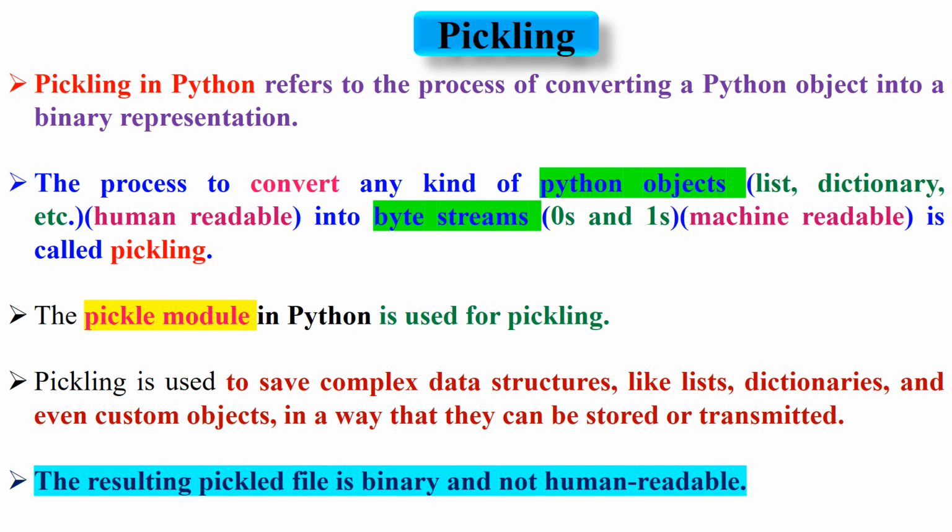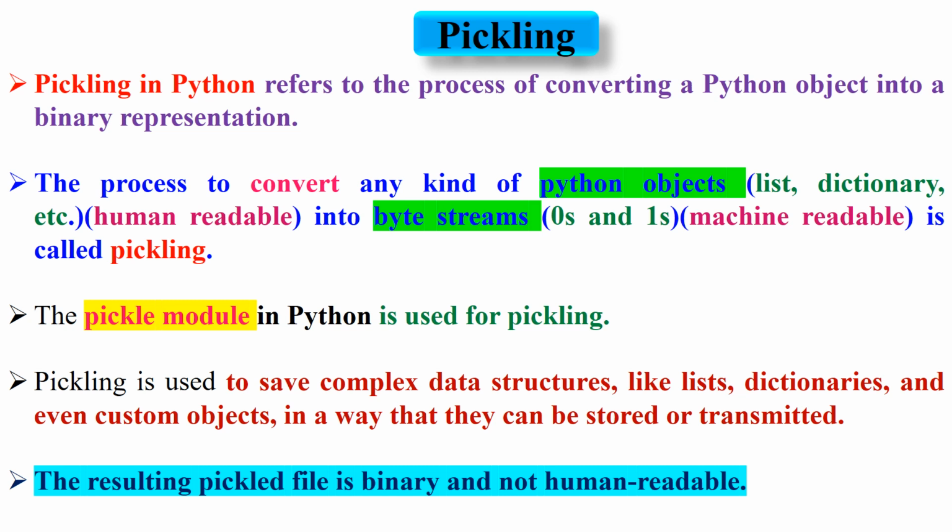Pickling is used to save complex data structures, like lists, dictionaries, and even custom objects, in a way that they can be stored or transmitted. The resulting pickled file is binary and not human-readable. Why is it called so?